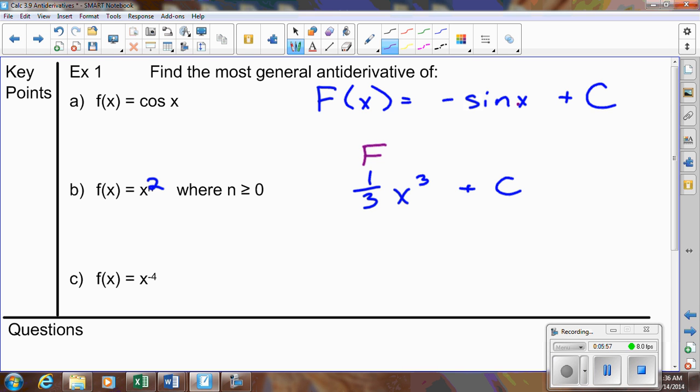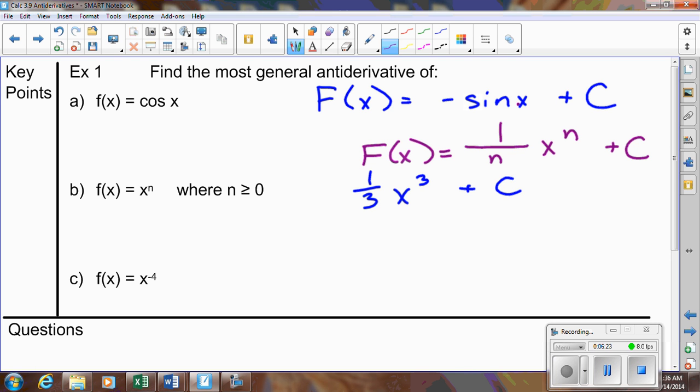Let's generalize this so that instead of being just x squared, what about x to the n? The important thing to keep in mind: 1 over n times x to the n, plus c. That's what students are telling me.